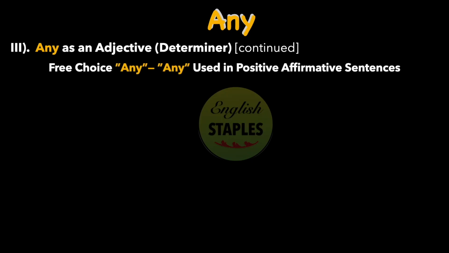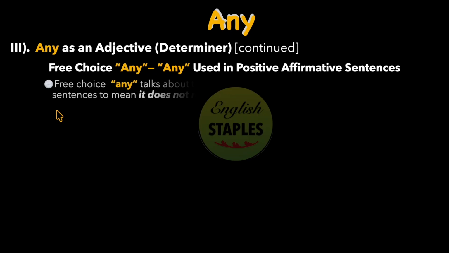Free choice, any. Here we're going to look at any used in positive affirmative sentences. Usually, when we speak about an affirmative sentence, we mean that the sentence is in its positive form. But notice here, we're using the words positive affirmative sentences. Let's see what that is all about.